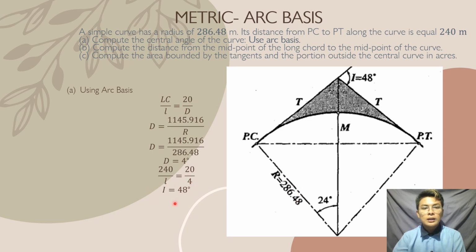Before we get the I, or the center angle of the curve, we must get first the degree of the curve. Using the formula, D is equal to 1145.916 over R, the radius. So substitute the given values, so D is equal to 4 degrees. Using the formula, LC over I is equal to 20 divided by D, or the degree of the curve. Substitute the given values, I is equal to 48 degrees.